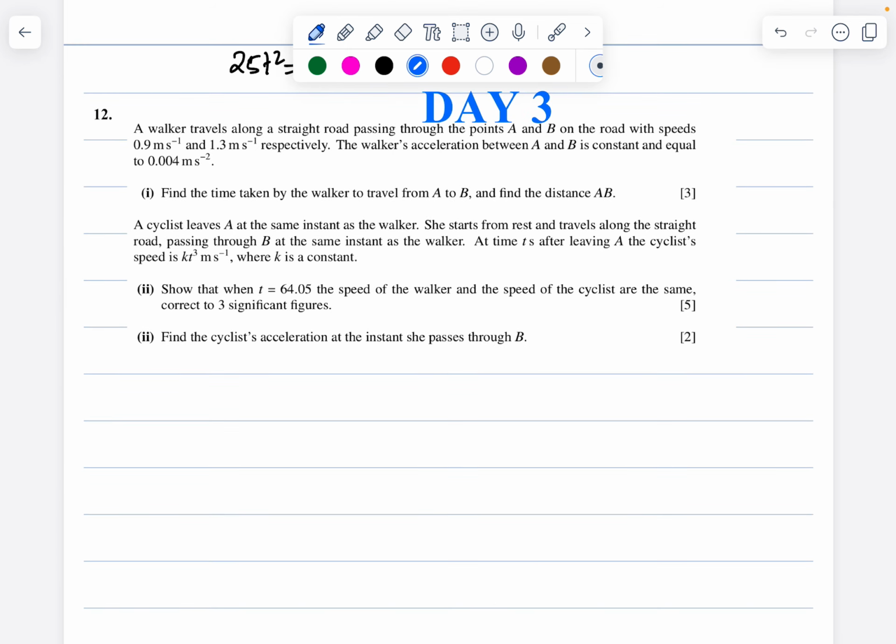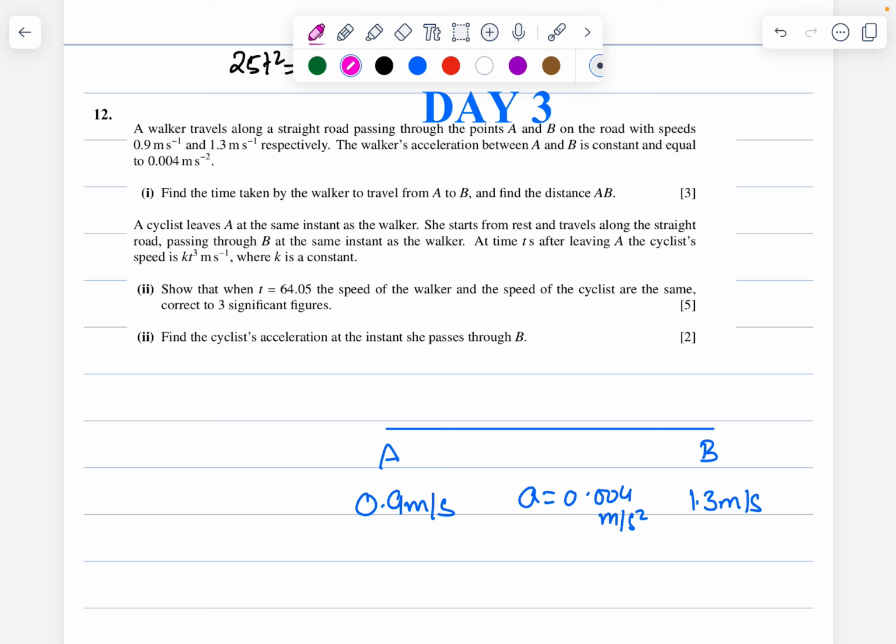Now coming to the next question. A walker travels along a straight road passing through the points A and B on the road with speeds 0.9 meters per second and 1.3 meters per second. So this is A, this is B. Over here the speed was 0.9 meters per second, over here the speed was 1.3 meters per second. The walker's acceleration between A and B is constant and equal to 0.004 meters per second square. Find the time taken by the walker to travel from A to B.